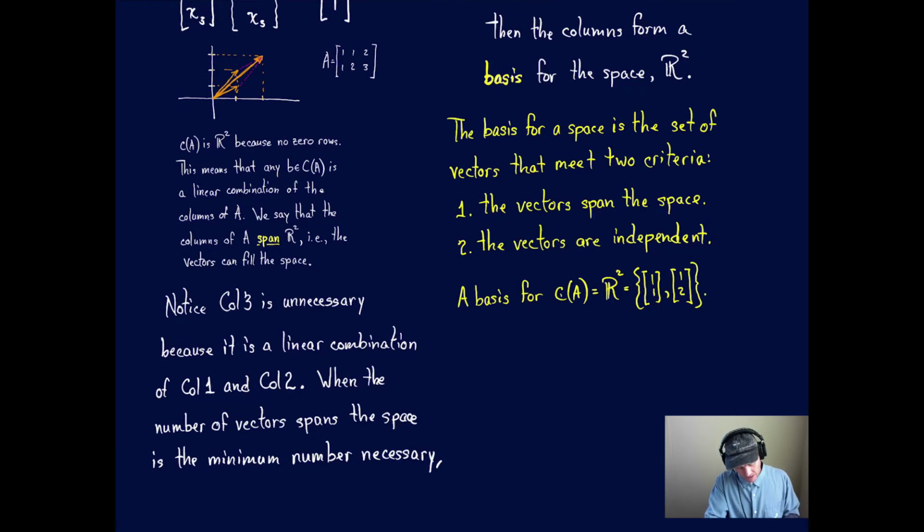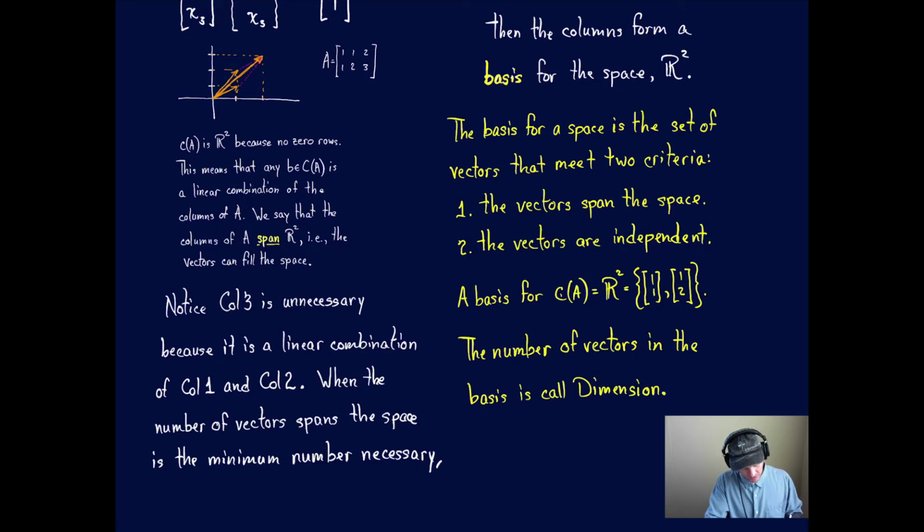And notice then that our basis, the number of vectors, this is even better, the number of vectors in the basis is called dimension. I'll use a capital D, because it's another important vocabulary. So in this case, we would say that the dimension of A is 2. Okay.